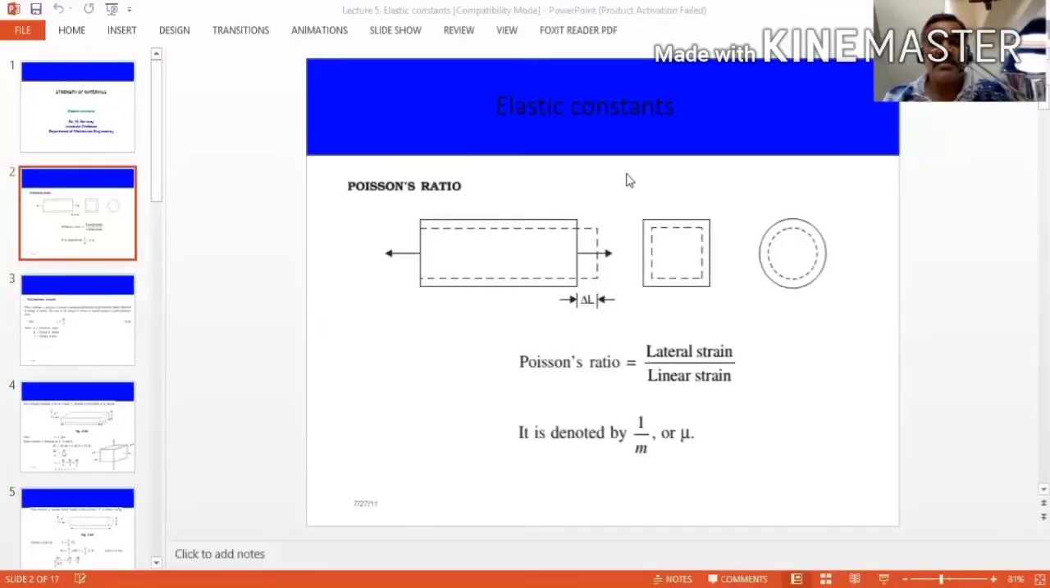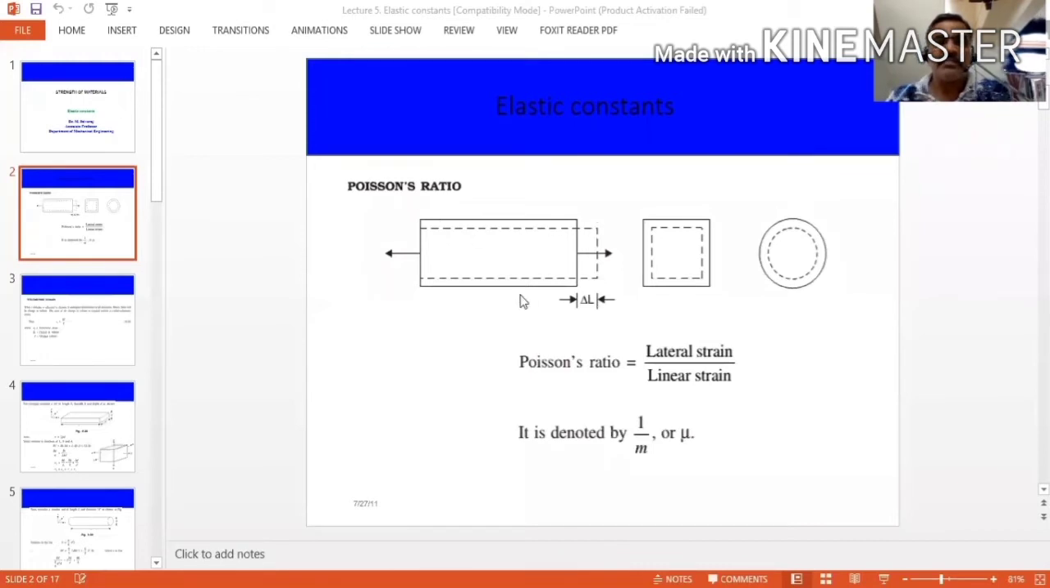Today we are going to discuss elastic constants. There are three types of elastic constants: Young's modulus, modulus of rigidity, and bulk modulus. So first we will see about Young's modulus.